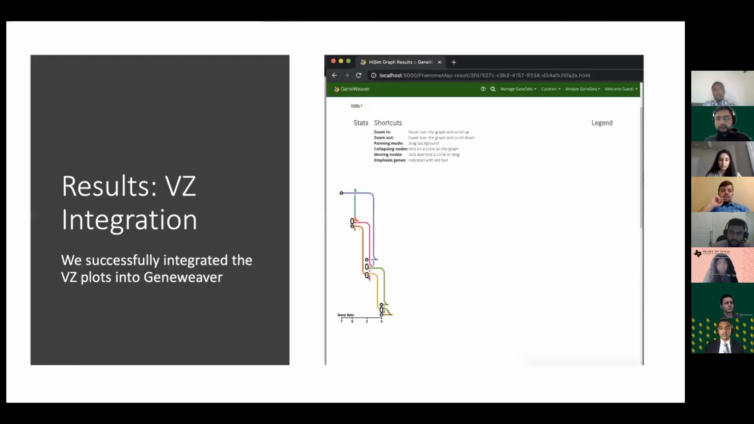So that gets us into results. First, we were able to implement the VZ plots in GeneWeaver, as you can see here in this picture on the right. So people got their pretty pictures. I'm sure they're very happy with that.